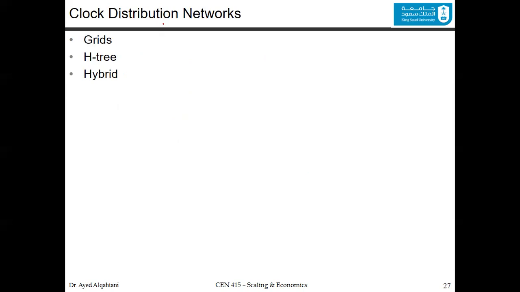So we have a clock distribution network. There are many methods. The famous ones are the grids, the H-tree, or a hybrid of both ideas. So we will discuss the grids and the H-tree.